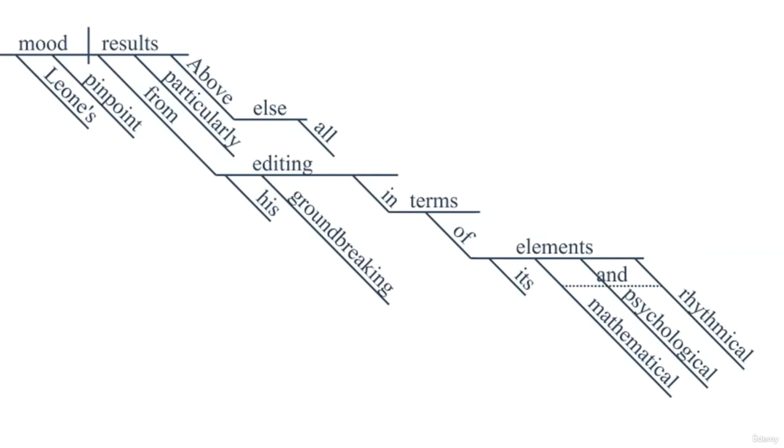And just to check the rest of the diagram, we can ask and answer questions. Whose mood? What kind of mood? Leone's pinpoint mood. His mood does what? It results. Results how? From editing. Whose editing? His editing. What kind of editing? Groundbreaking editing. Results how? Particularly. Results how? Above all else.